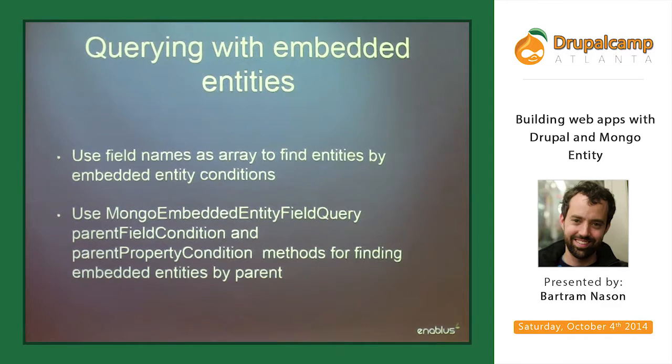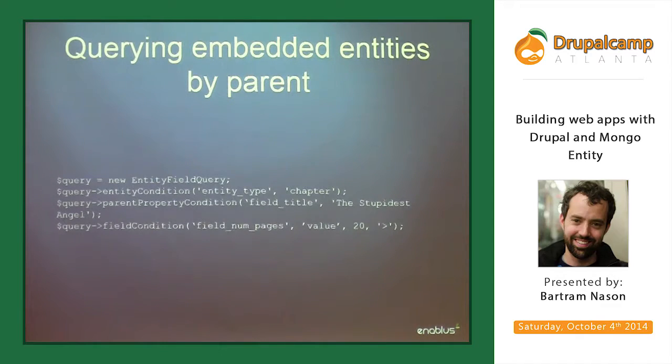The Mongo embedded entity field query. This is a super class of the entity field query. The Mongo embedded entity field query you use for querying embedded entities when you want to use conditions on the parent. So again, create a new query that's Mongo embedded entity field query, and then you can use these parent property conditions and parent field conditions to just load embedded entities that match the parent conditions.